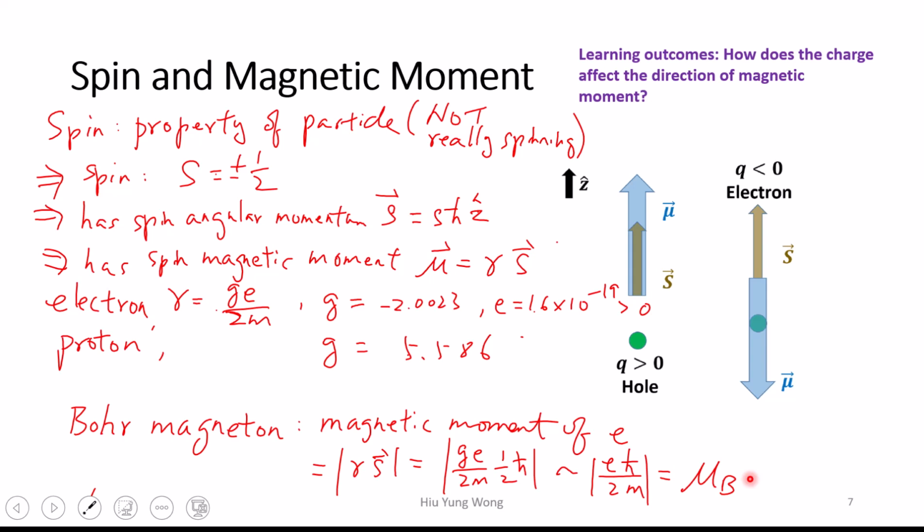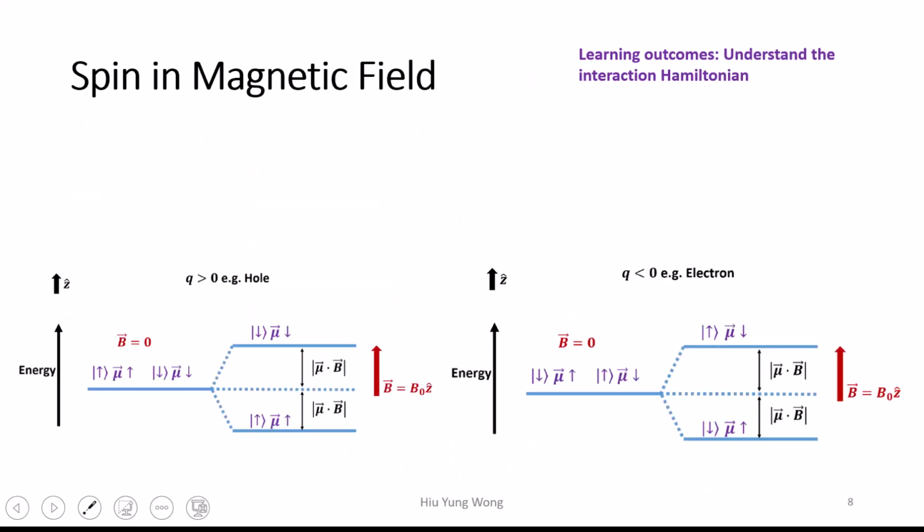So we know we have spin plus minus half, spin angular momentum plus minus half h bar, and then spin magnetic moment further multiplied by gamma. Okay, three things: spin angular momentum, spin magnetic moment. And what's really important is the interaction of spin in the magnetic field.